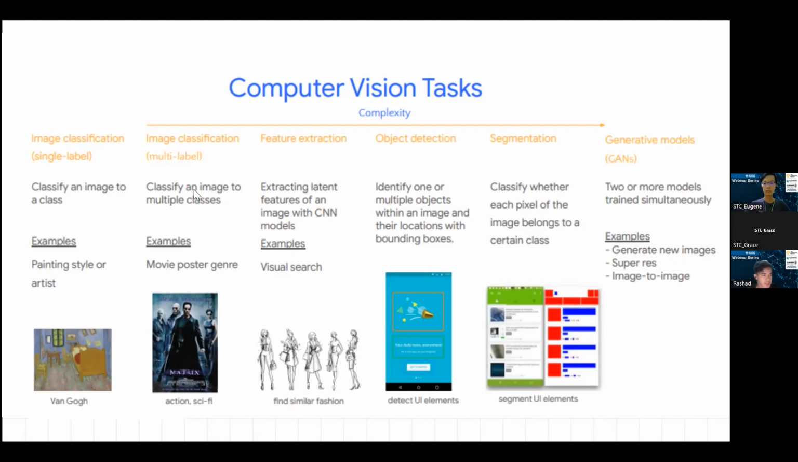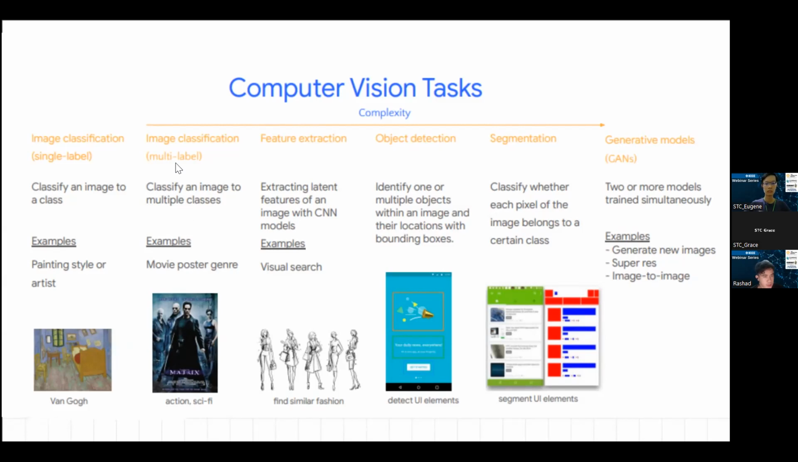In image classification, the task is actually very simple. You have an image as the input, and your output is basically just one variable: what type of image is that. In this case, let's say you want to predict the painting style of the image, then the output is either Van Gogh or maybe Picasso or something else. So the output is just one variable.